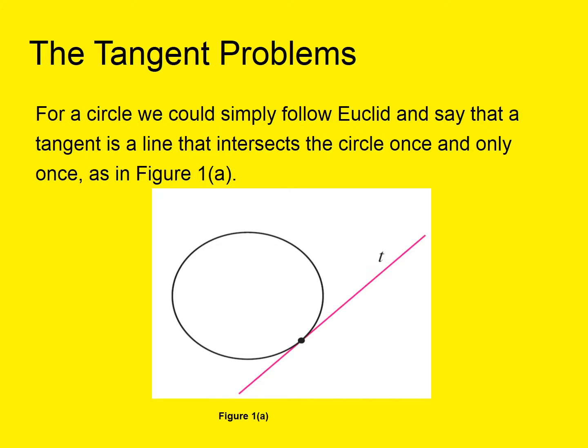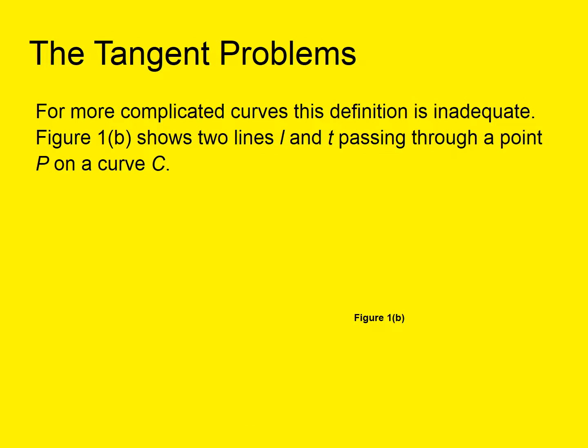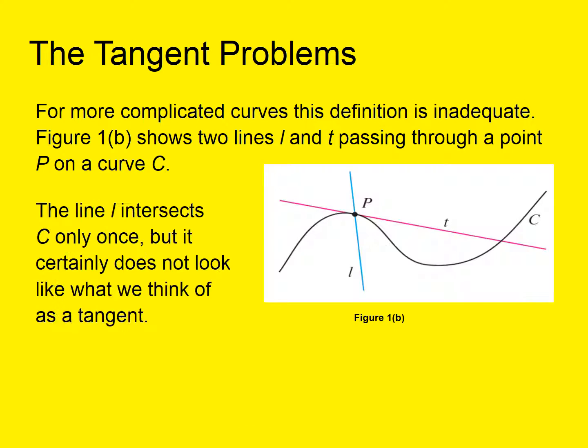This is simple for a circle. We would simply follow Euclid and say that it's a line that has exactly one point of intersection with the circle. For another kind of curve like that, it doesn't work to say exactly one point of intersection.